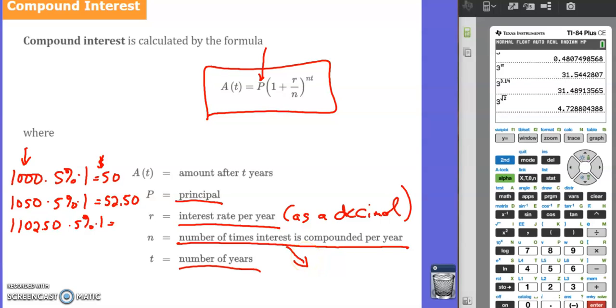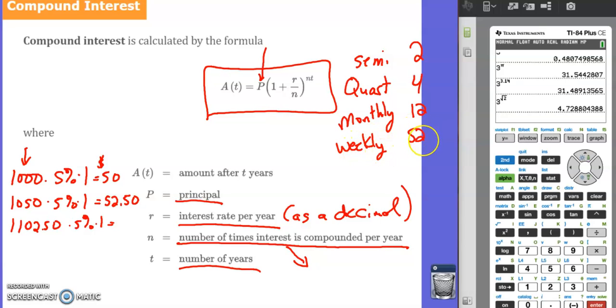Because the N could be once a year, just yearly, or it could be semi-annual. So let's take note of this. Semi-annual would be twice a year. If I said quarterly, that's 4 times a year. If I said monthly, that's 12 times a year. I might say weekly, which is 52 times a year, and I might say daily. And daily would be 365 times. So every single day, the interest is calculated. So you have to know what the N represents.